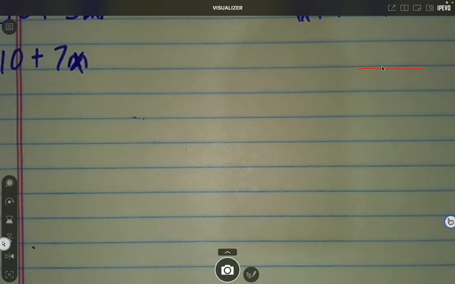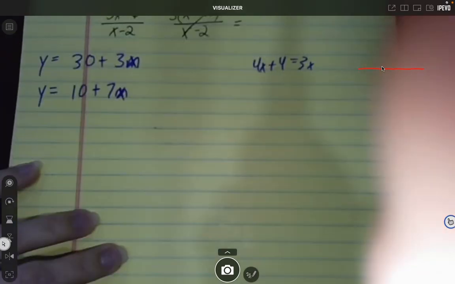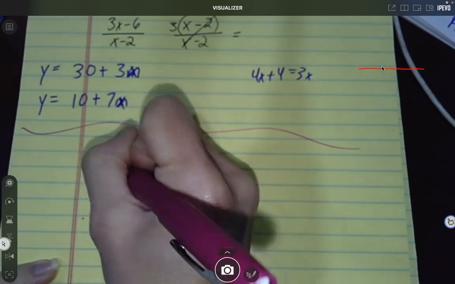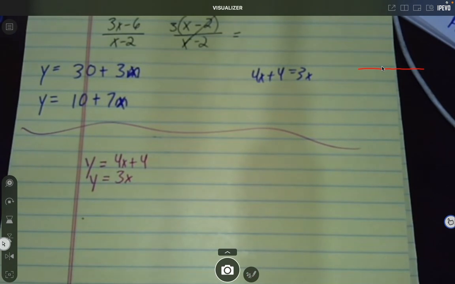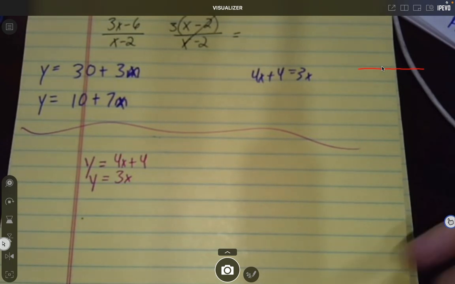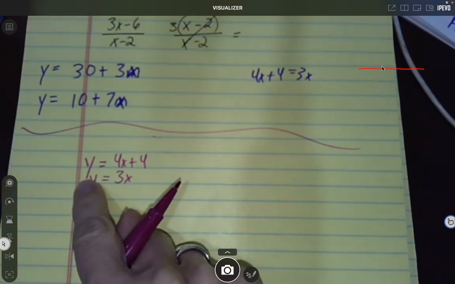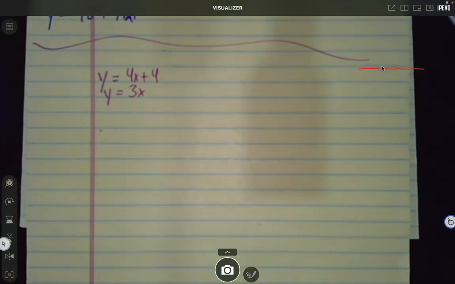Okay, let's look at number 4. I'm going to write it on a separate sheet of paper so I have more room. Number 4, y equals 4x plus 4 and y equals 3x. Now, some of you, if it's multiple choice, you can do plug and play. They give you an x value, plug it in for x, and they give you a y value. Plug it in for y. If it works in both equations, then your answer is right.